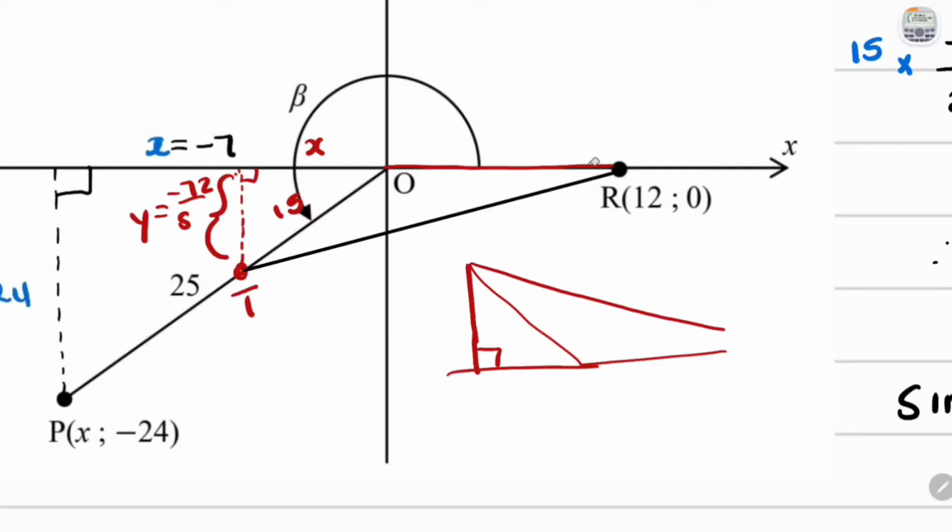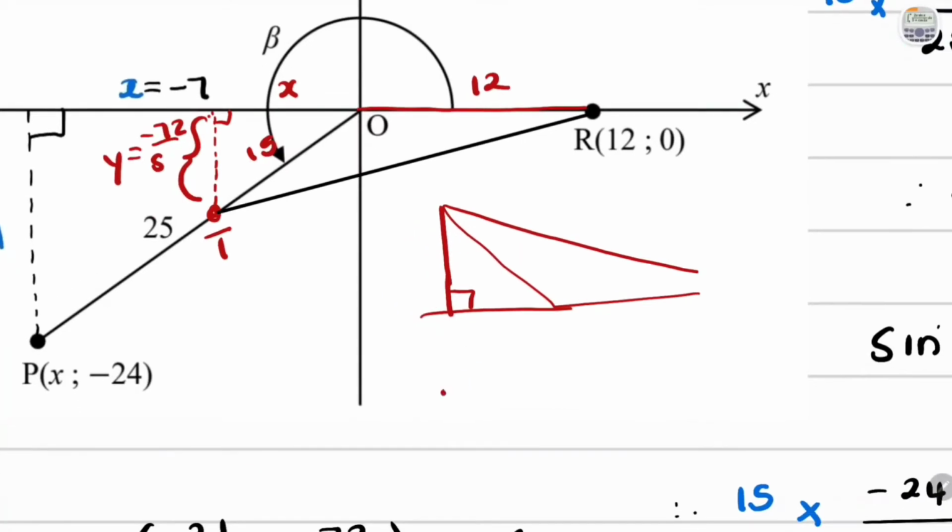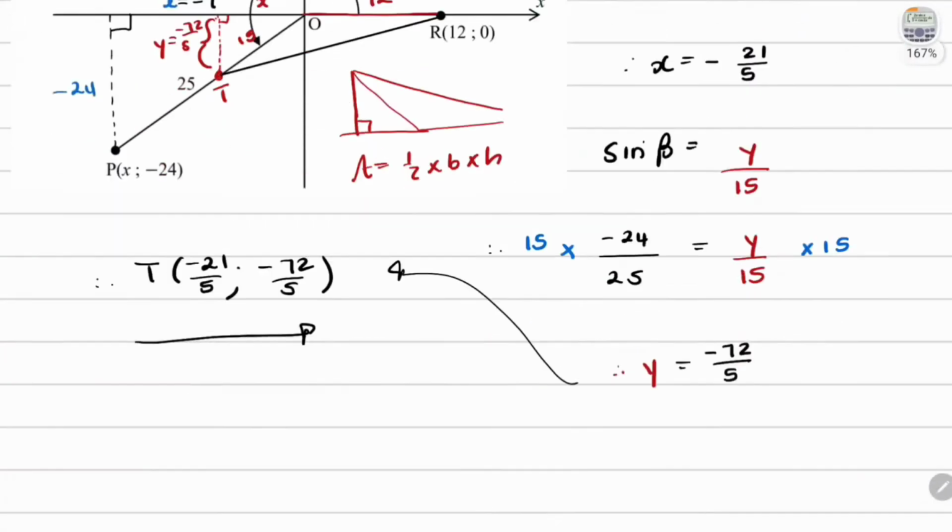So you see, from O to R, how far is that? That is just going to be 12 units, because you go 0 to 12, that's only 12 units. So you have your base and you have your height. You can use the area of a triangle, which is a half times the base times the height. And that's what we're going to do there.